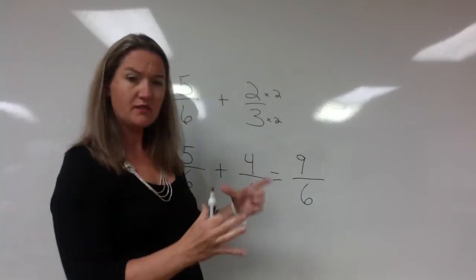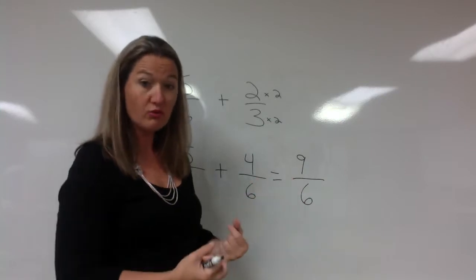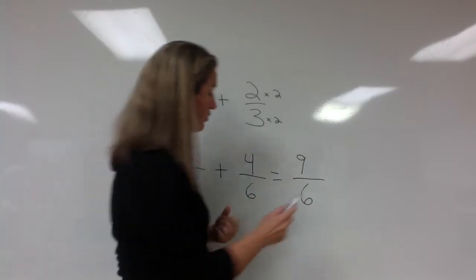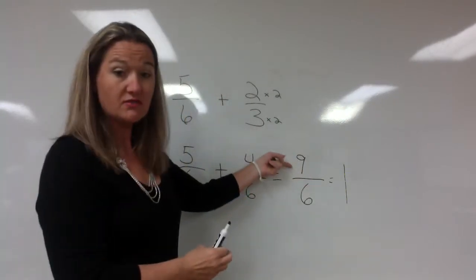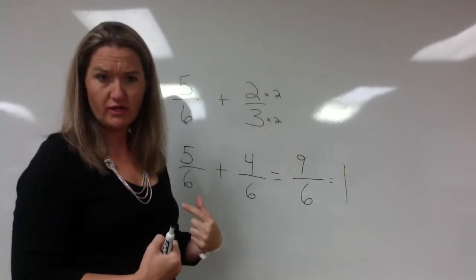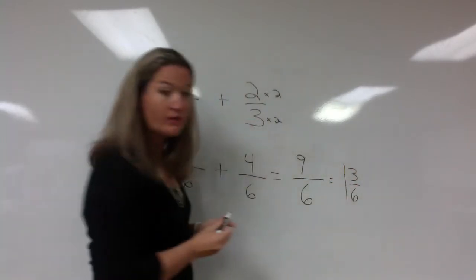Okay, remember 6 pieces in one whole. I have 9 pieces. So how many wholes can I pull from those 9 pieces? We can pull 1. Okay, so we've pulled 6 pieces from the 9 to make that 1 whole. So how many do we have left? 3. Okay, so now we have 1 and 3/6.